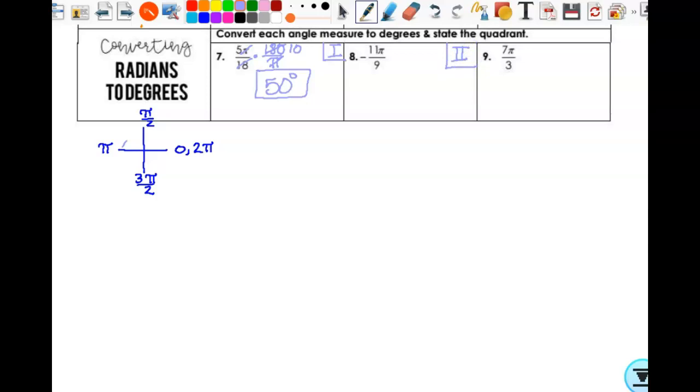So then I'm going to multiply by 180 over pi. The pi's cancel out. 9 goes into 180 20 times. So I get negative 220 degrees.